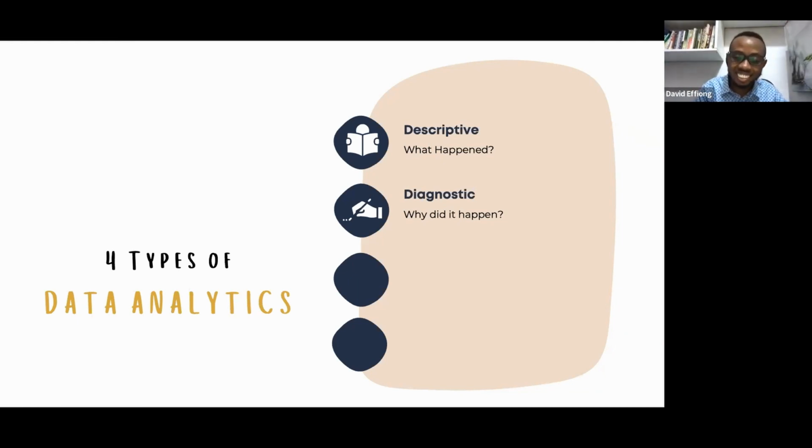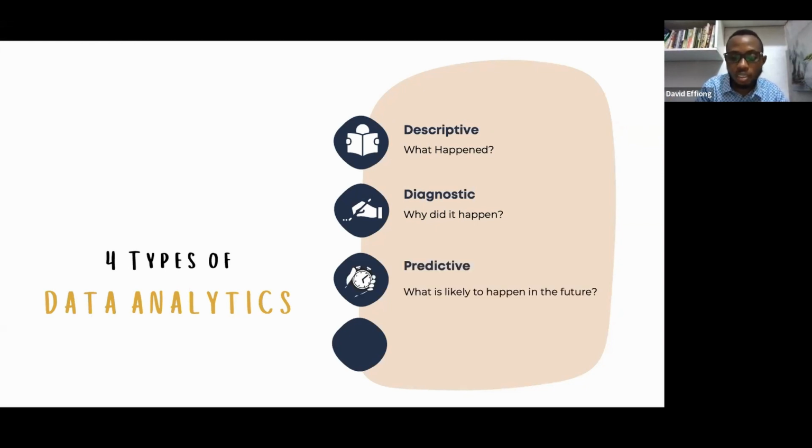Diagnostic analysis tries to answer the question of why did it happen? So descriptive tells us that revenue has increased. Diagnostic tells us, why did revenue increase? Oh, our customers have reduced. It tries to answer the question of why did it happen, right? Why did revenue increase? Why did revenue decrease? All right, those kind of things. That's really what it's all about.